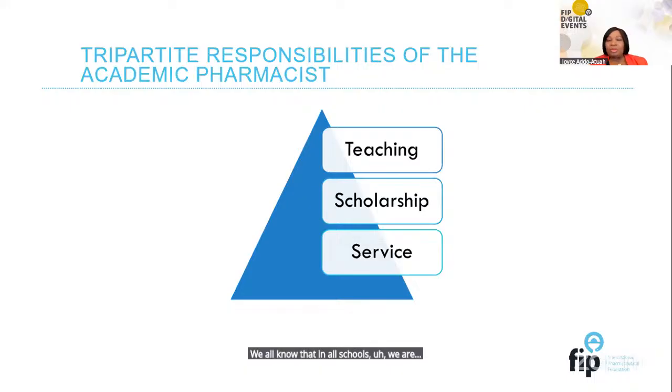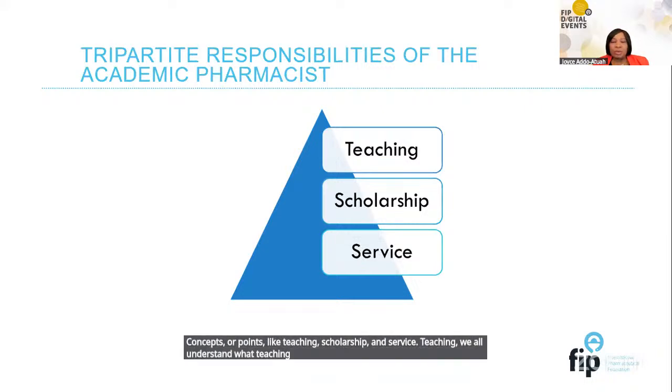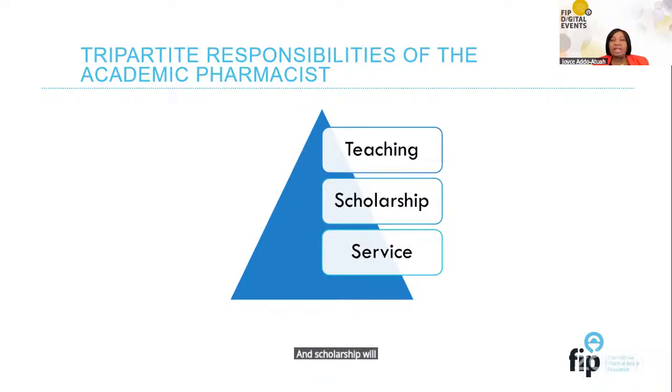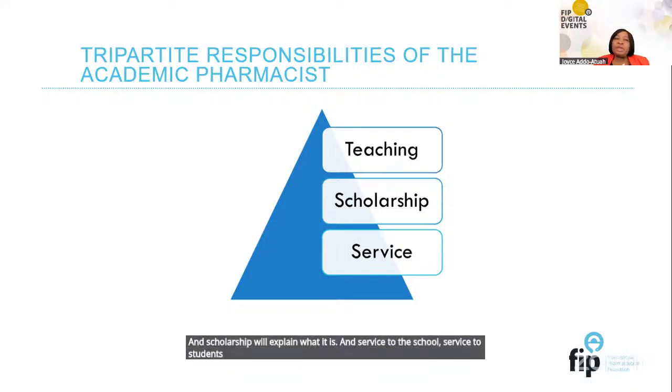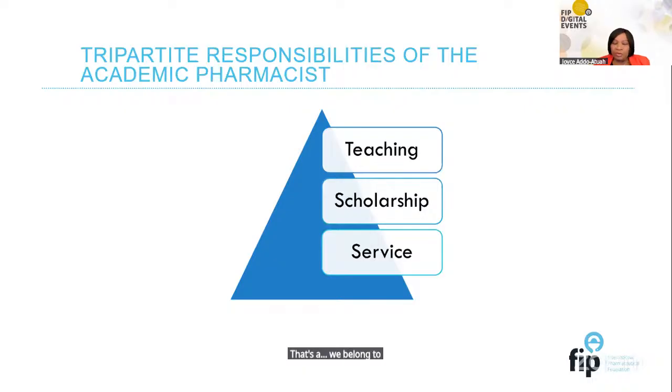We all know that in all schools, we are reviewed on three concepts or points: teaching, scholarship, and service. Teaching, we all understand what teaching is, and scholarship I will explain what it is, and service to the school, service to students, and service to the professional organization that we belong to, and service to the community. The next slide, please.